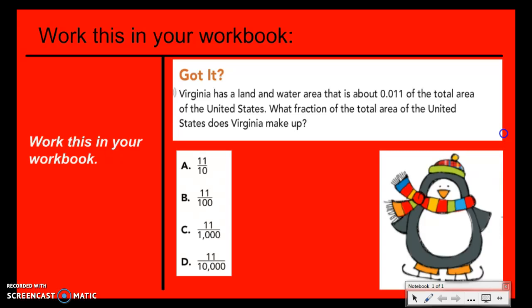So work on that with your neighbor if you need to. When you figure out your answer, make sure you show your work or show it on your paper and let a teacher know and we'll look at it.